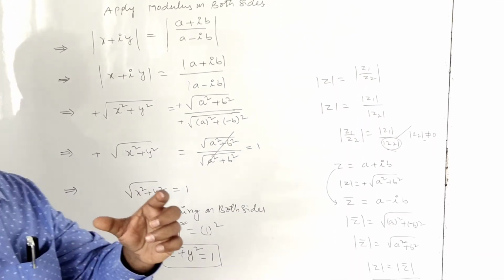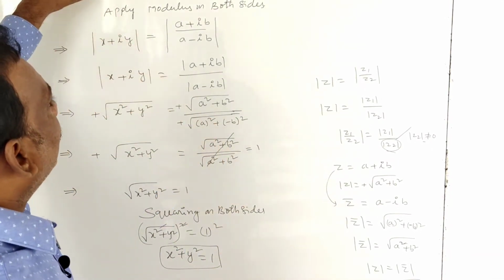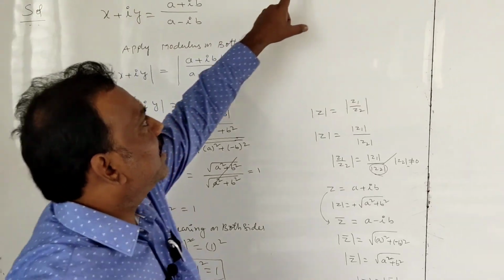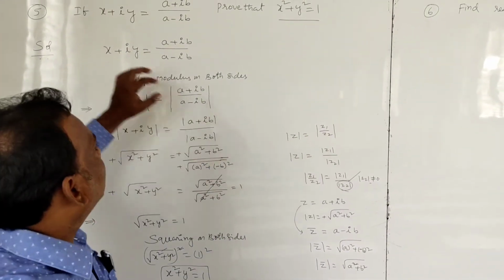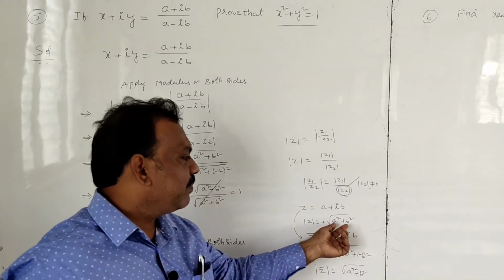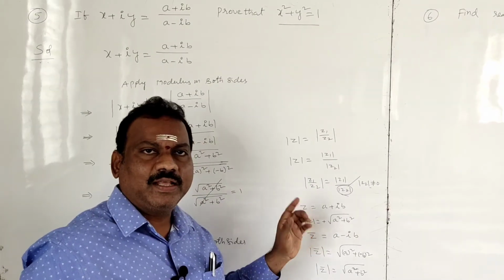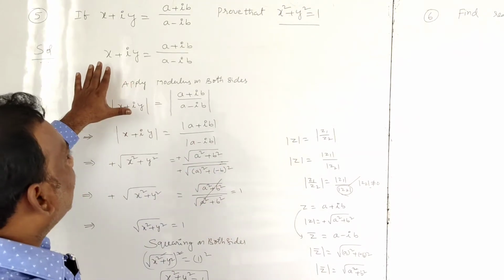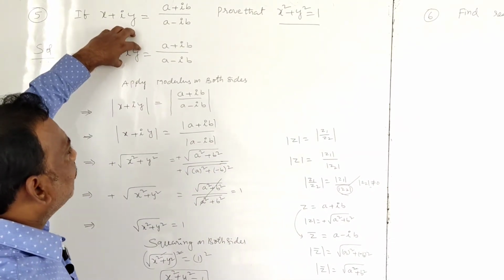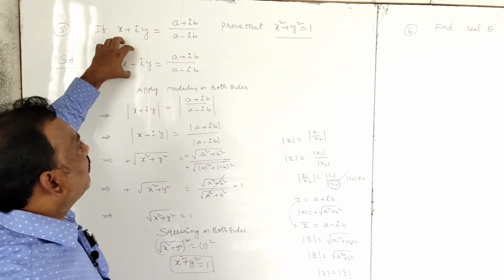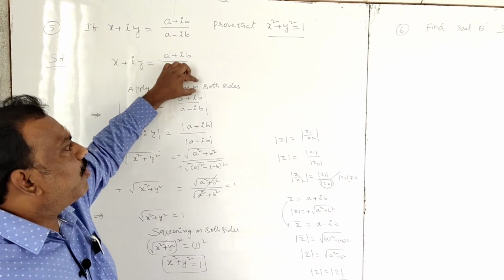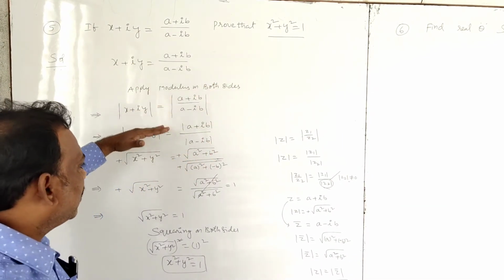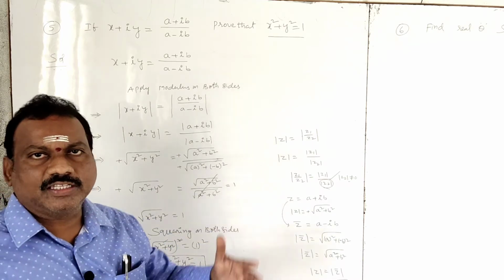So you have to get the thought when you see the problem. Here x plus iy, and in the answer x square plus y square. That means real part square plus imaginary part square. Real part square plus imaginary part square you will get by applying the modulus. So you have to apply modulus on both sides, not on only one side, because it is an equation. Apply modulus on both sides. You can go through the formula and simplify the answer.